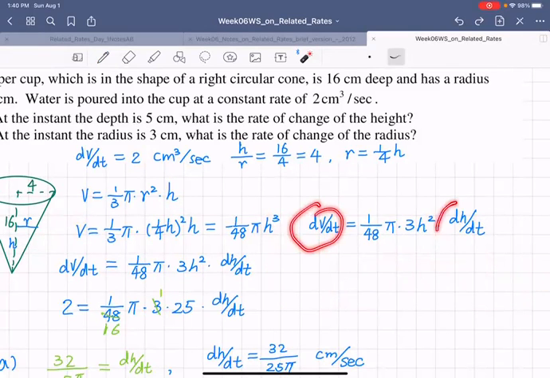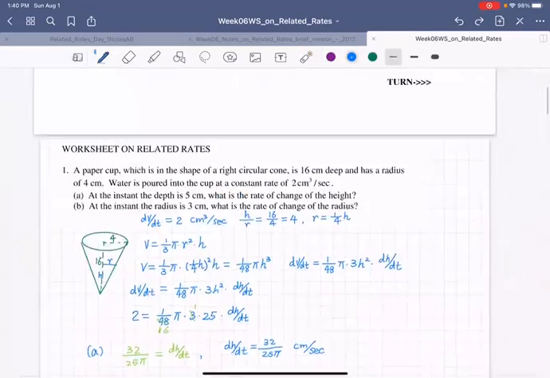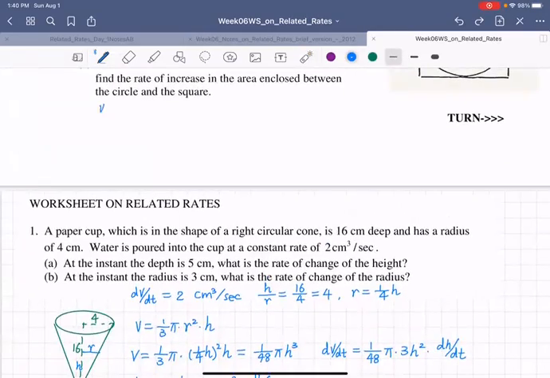This is called related rates, okay? We used to do y equals f of x, and then dy over dx is f prime of x. This is what we used to do, okay? Now, you need to consider a third variable. Previously, you only had y and x.